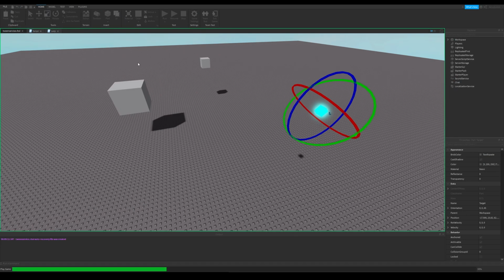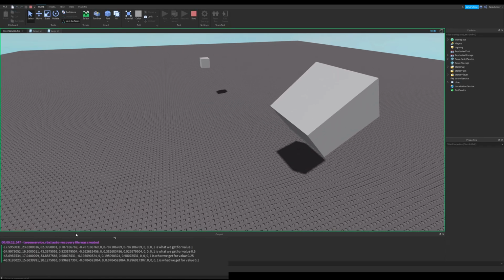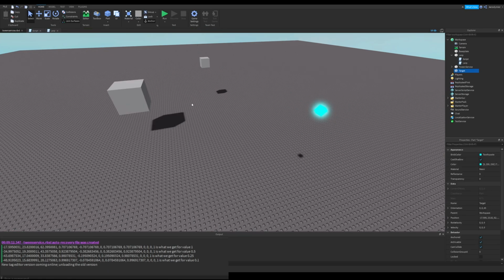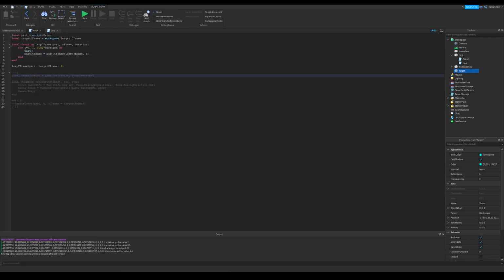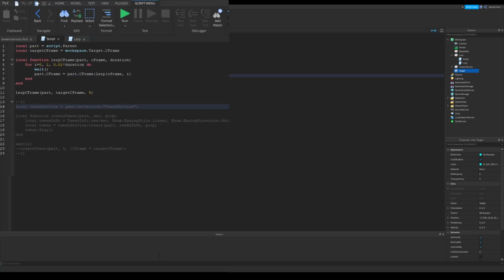If we rotate the target part, now rotations have a more different value. We only rotated in one way and the last remaining ones and zeros are the other axis. Now, what if you want to animate the part with Lerp?